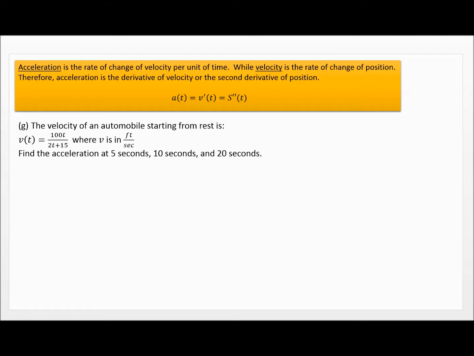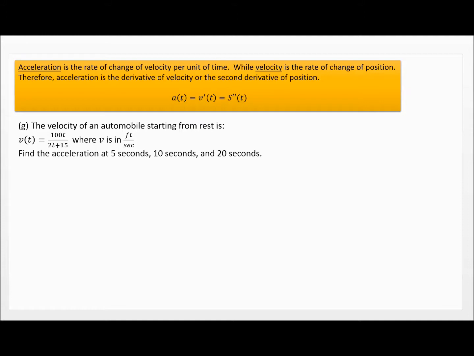But here's an application of the second derivative. Acceleration is the rate of change of velocity per unit of time. So it's how fast your velocity is changing, while velocity is the rate of change of position. That's just a reminder. So it says, therefore, acceleration is the derivative of velocity or the second derivative of position. So if you're given a position function and you want to find velocity, you take the derivative. If you're given a position function and you want to find acceleration, you take the derivative twice.